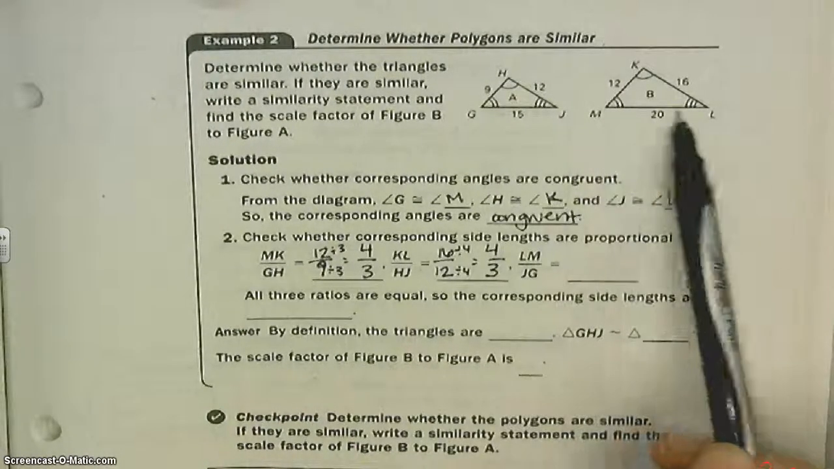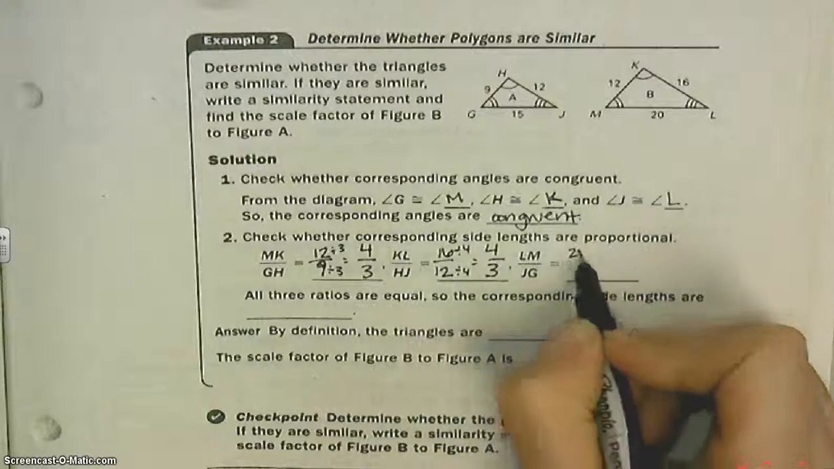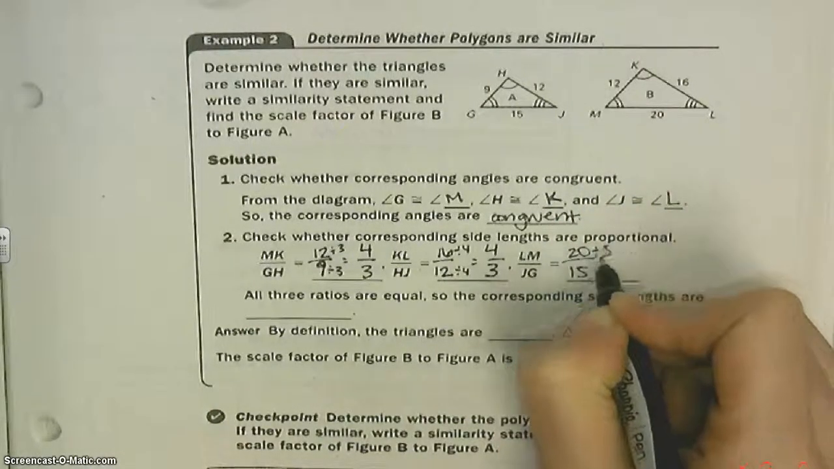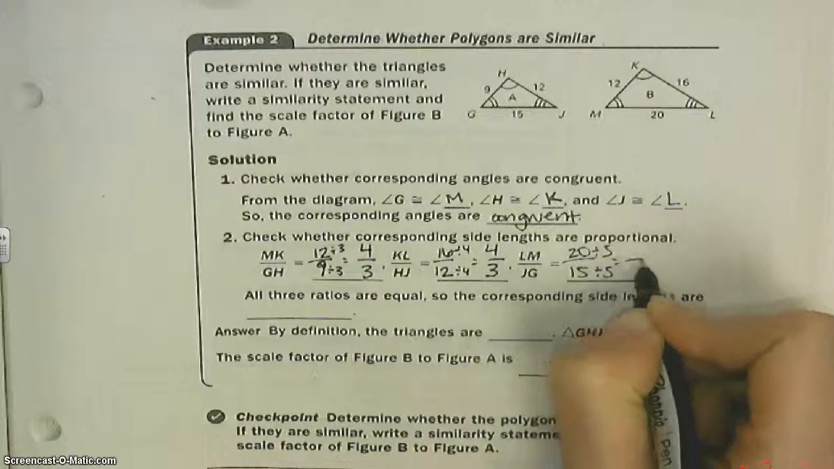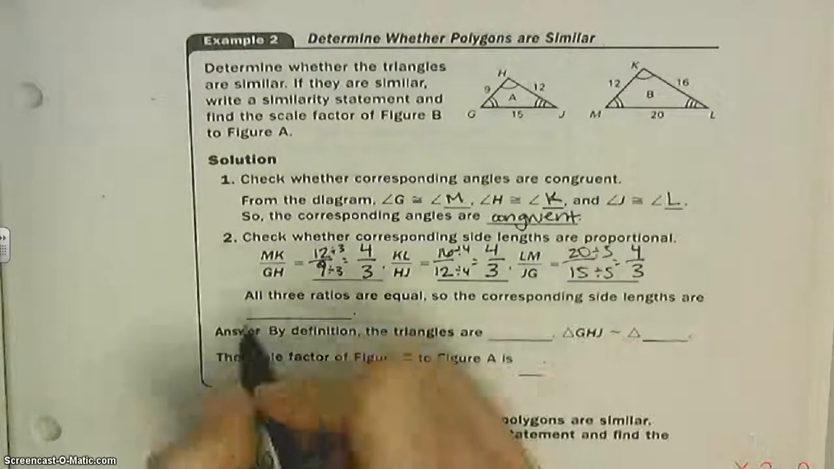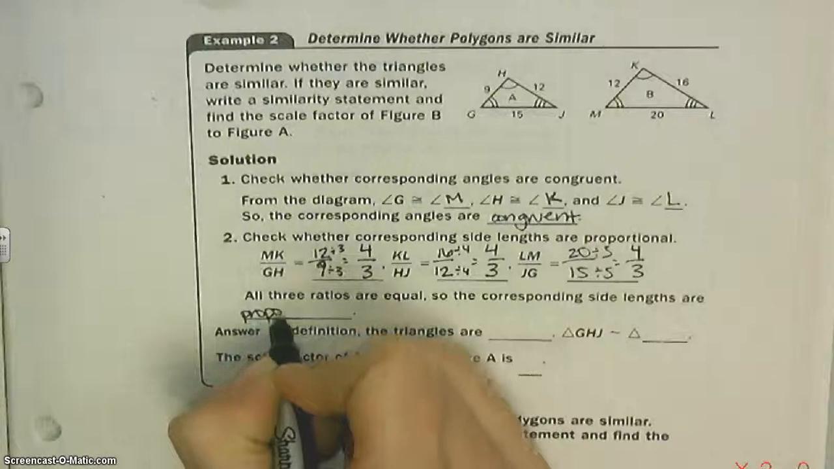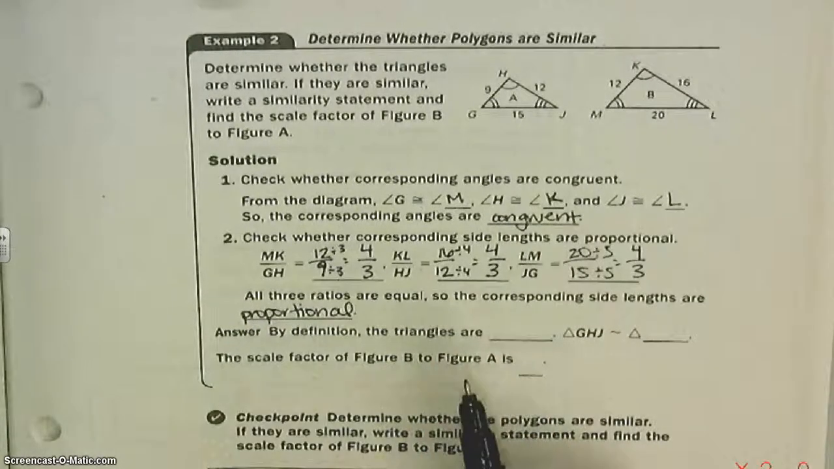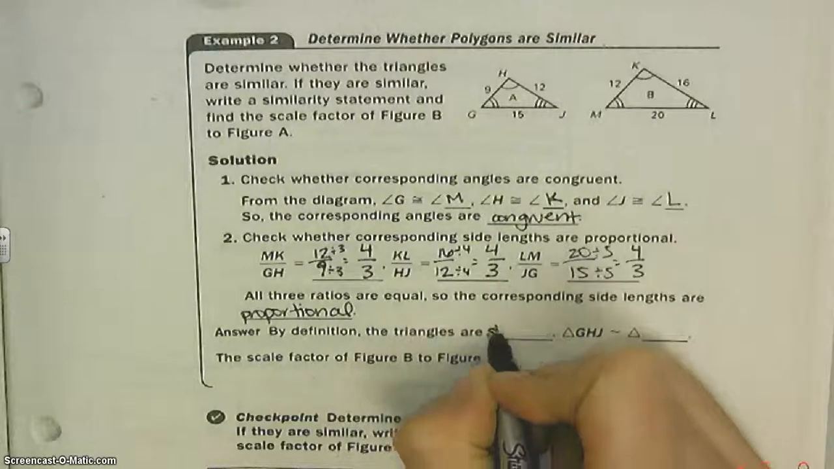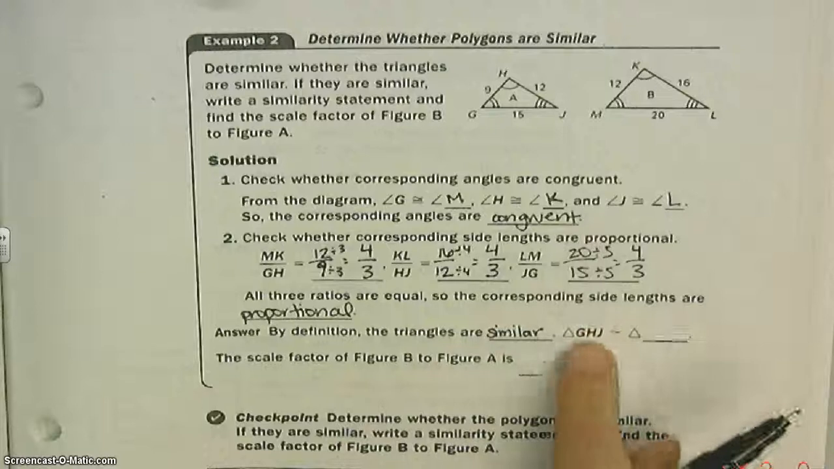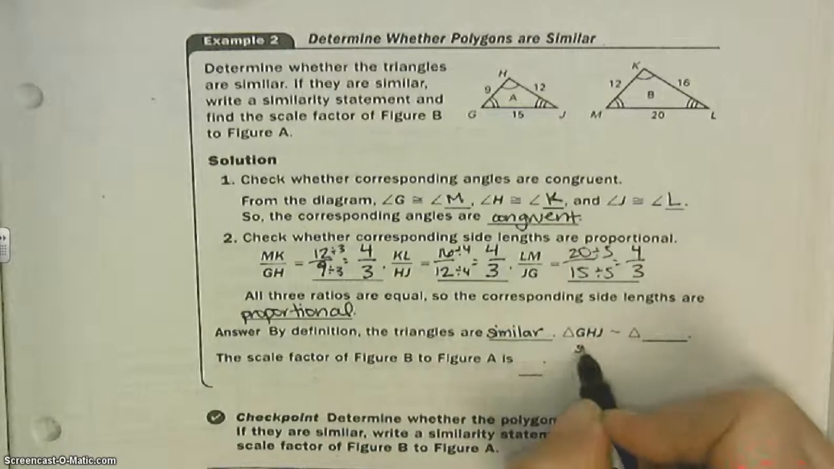LM, 20. 20 goes with 15. Divide both of these by 5. What do you know? 4 to 3. So the corresponding side lengths are proportional. So the angles are equal. The sides are proportional. That means the triangles are similar. So here's our similarity statement right here.